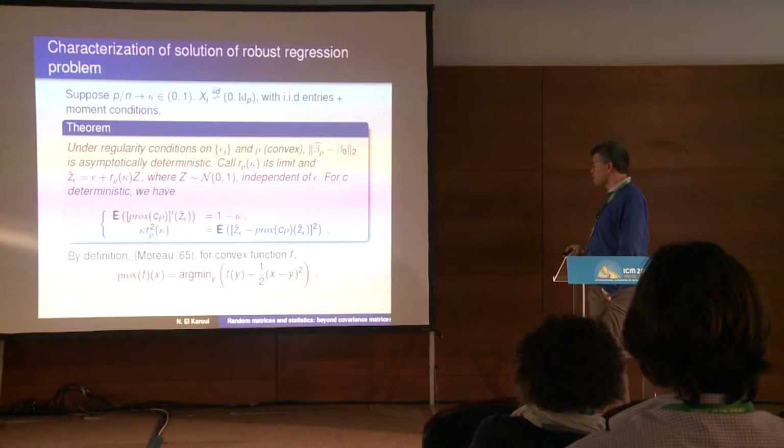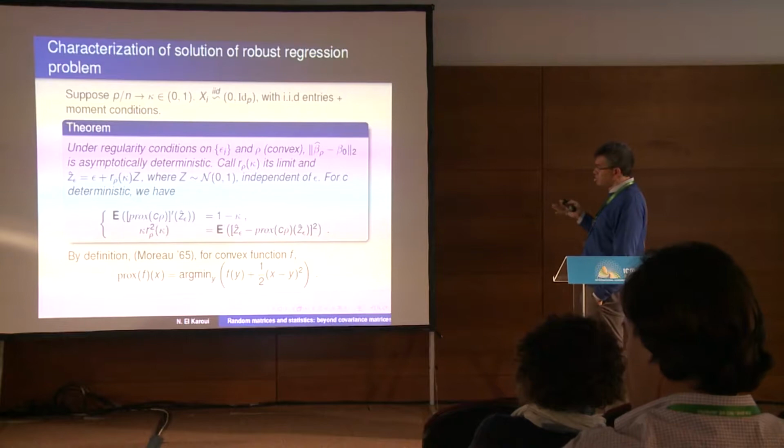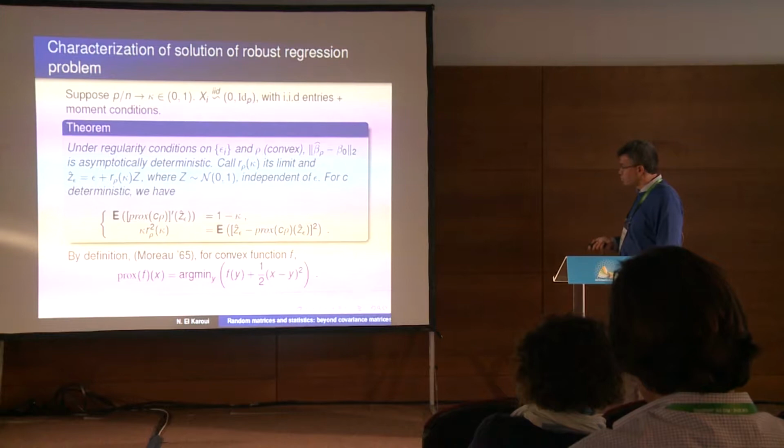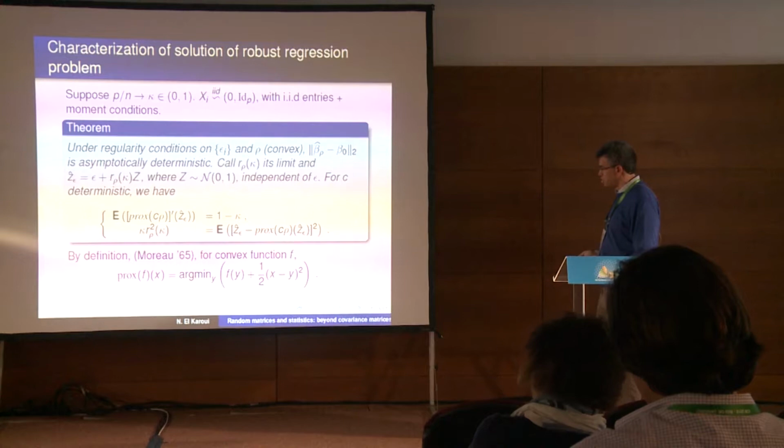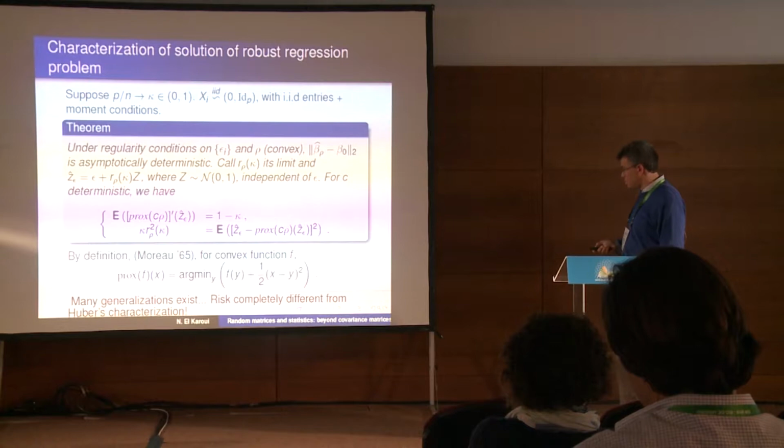What's interesting is that rho kappa appears, there's a constant C that appears, and the way the loss function appears is not through its derivative, like in the Huber case, but through its proximal mapping. So the proximal mapping is a common tool in convex analysis. It goes back to Moreau, it's a form of projection. And there are many generalizations we did, and also Donoho and Montanari worked on that. But the main thing for the purpose of this talk is that the risk is completely different from Huber's characterization.